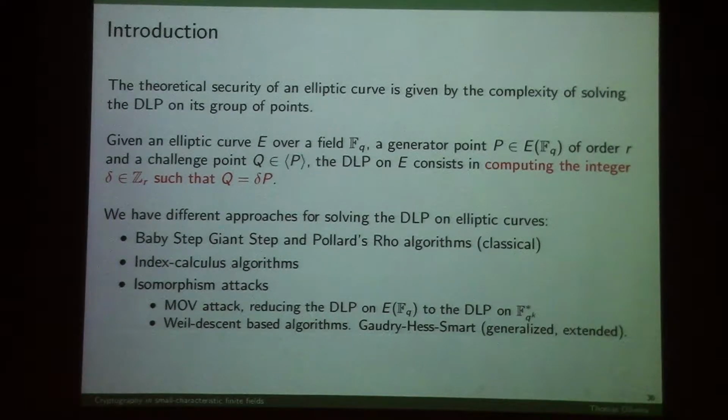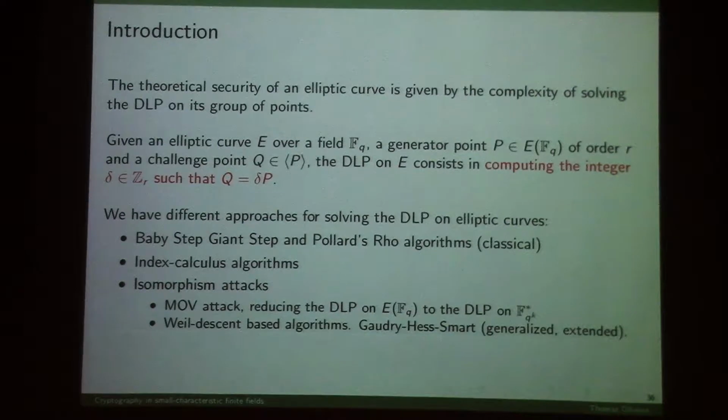We have different approaches: the baby-step giant-step and Pollard rho algorithms. So there are classical algorithms, there are index calculus approaches, and also isomorphism attacks. There is the MOV attack, which reduces the DLP on the curve to a DLP on a field. When this k here is small, this attack is very powerful because you have a sub-exponential and also a quasi-polynomial algorithm for solving DLP over fields of small characteristic. But here we analyze the descent-based algorithms.